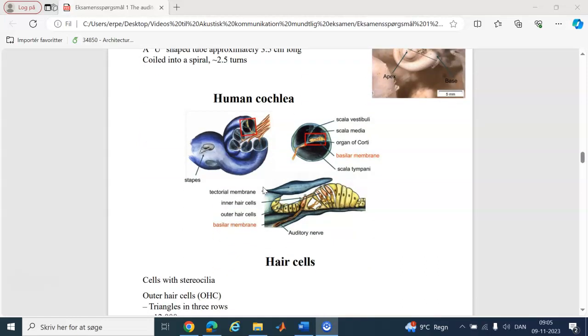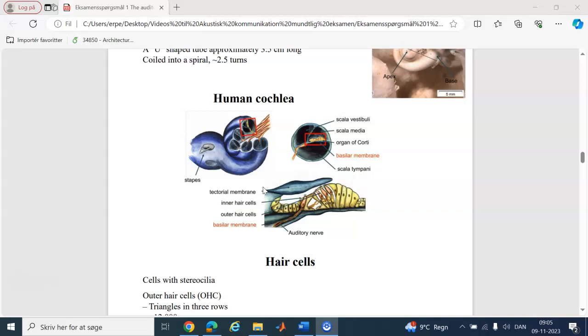There is the organ of Corti, where many things are happening. You can say there are 3 parts with liquids: scala vestibuli, scala media, and scala tympani. And the basilar membrane is situated between the scala media and the scala tympani.